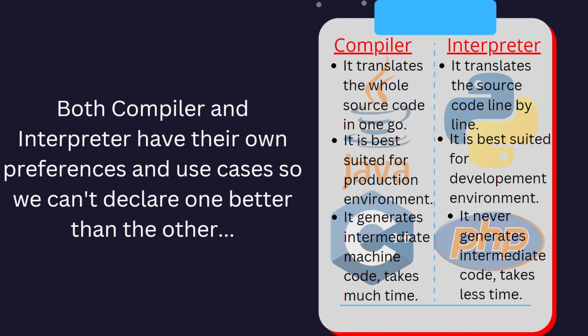Now, here's the catch. Both compiler and interpreter have their own preferences and use cases. So we can't declare one better than the other.